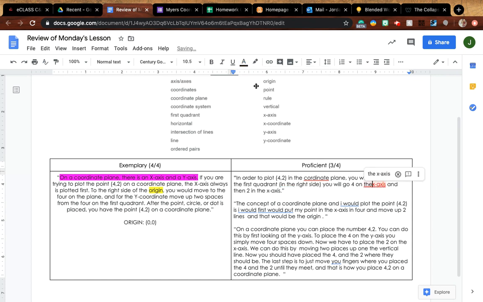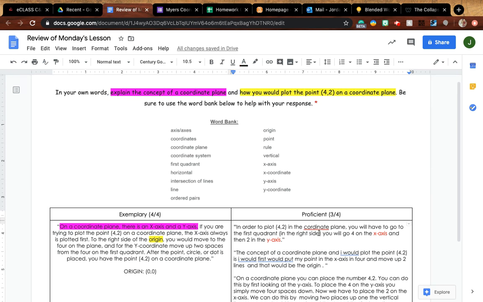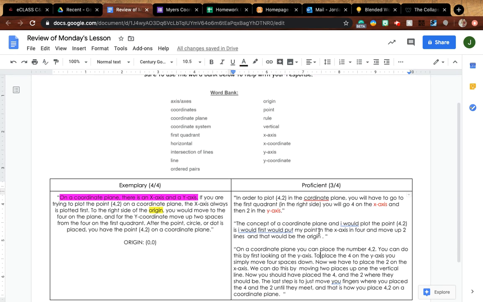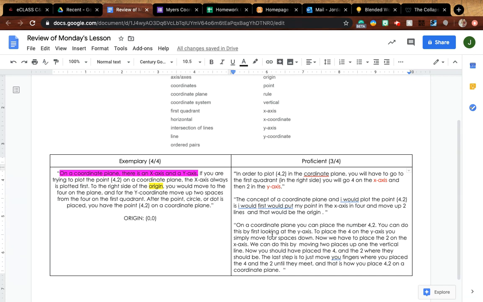The first number in the coordinate pair is always the x-axis. It's the horizontal one. Then he or she says it would be the 2 on the x-axis, which obviously, if the 4 is the x-axis, then the other is the y-axis. Looking here though, they didn't explain the concept of a coordinate plane, so that would need to be on there as well. The next one says the concept of a coordinate plane, and I would plot the point (4, 2) is I would first put my point in the x-axis in 4, good job, x-axis is 4, and move up 2 lines, perfect. But this is where we get a little confused, and that would be the origin.